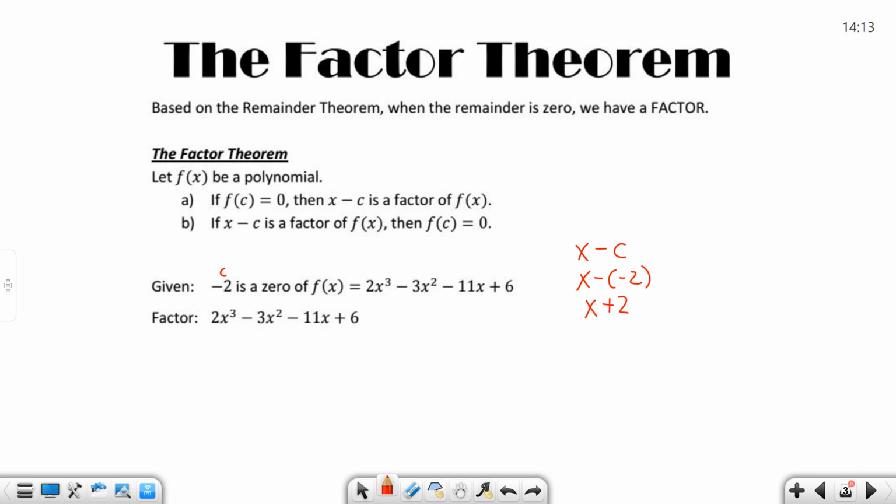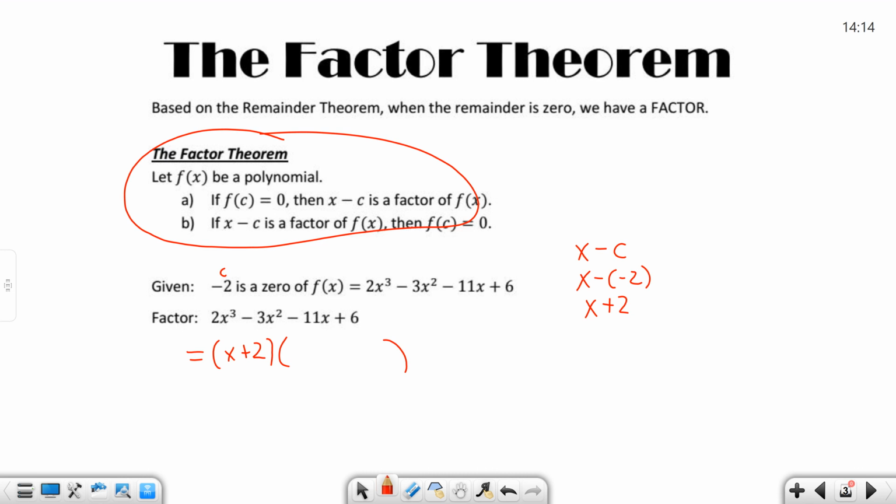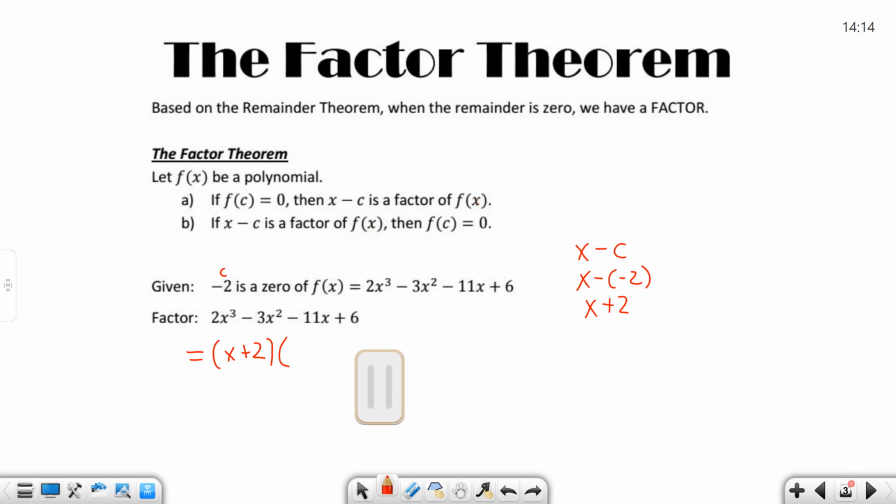If I were to factor this, I already know that x plus 2 is going to be a factor, and then I get something else to fill in there. But it's got to be x plus 2 because negative 2 is a 0. So x minus negative 2, or x plus 2, is a factor based on the factor theorem. All right, so how do I find out the rest of this? How do I find out what this part right here is?